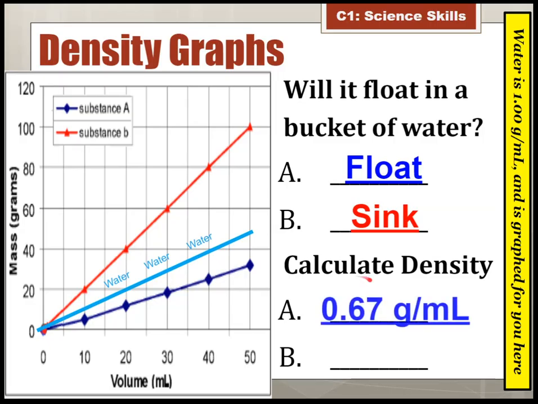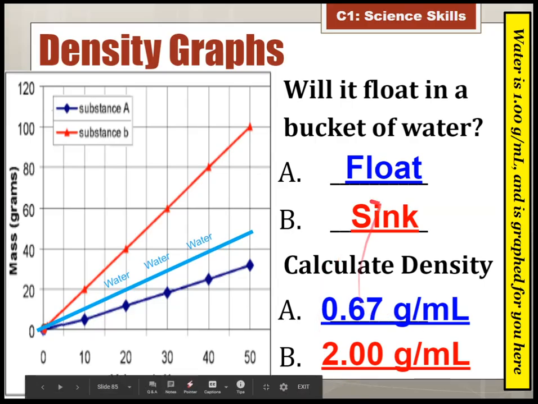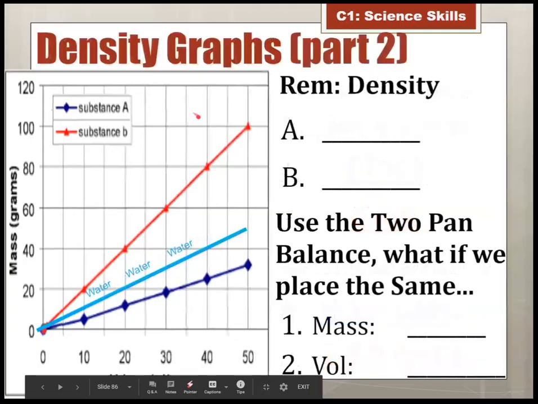And you can see that you've got 0.67 because I believe that one was supposed to represent gasoline or an oil. And then you've got 2 being the red one. And again, you calculate that by mass divided by volume, gives you slope. Slope is density. There you go.